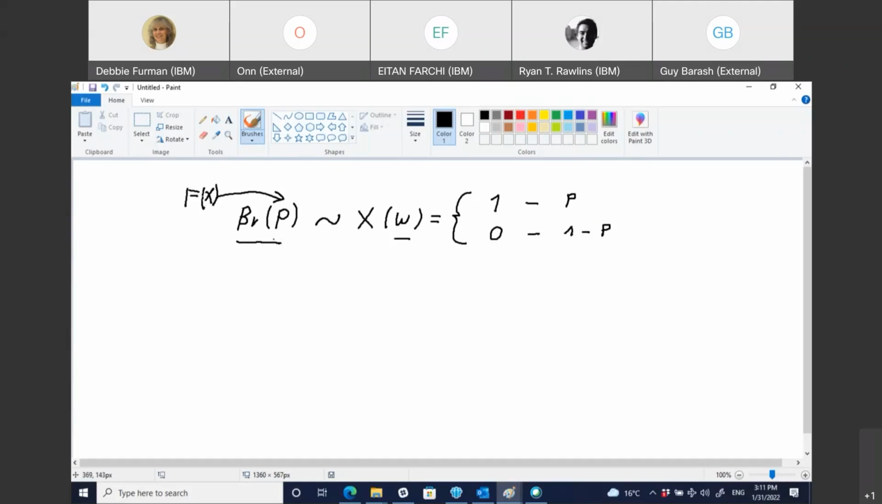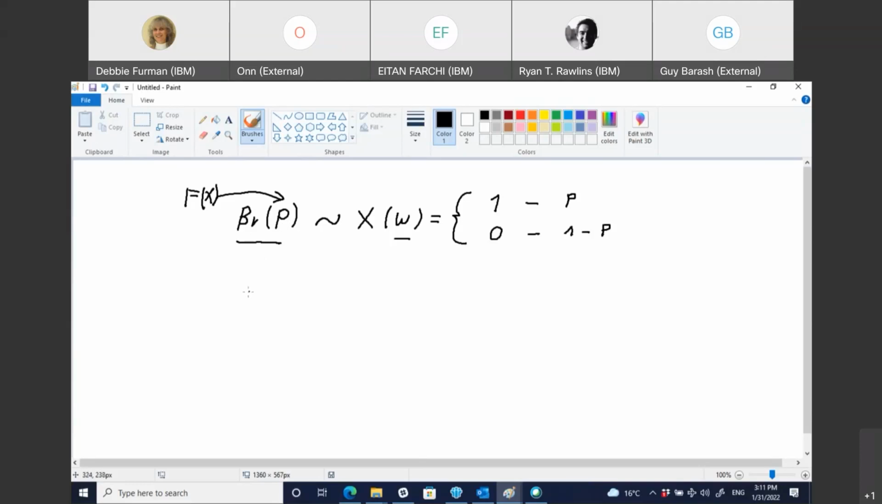Okay, but for now we can forget about f of x. We just want to understand two things: what's the average and what is the variance of a Bernoulli distribution of parameter p.